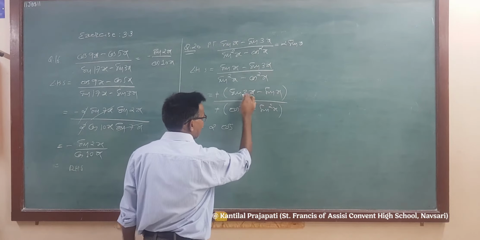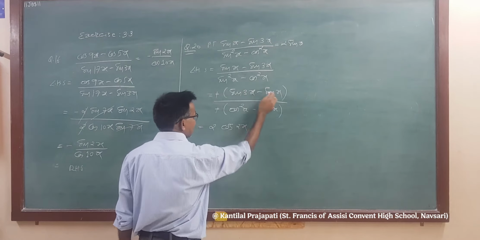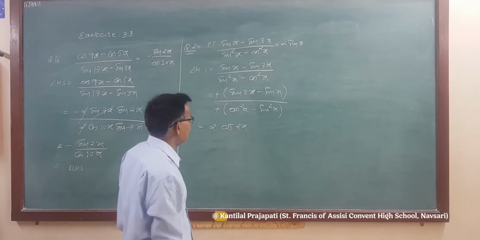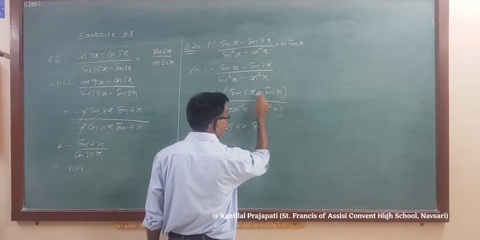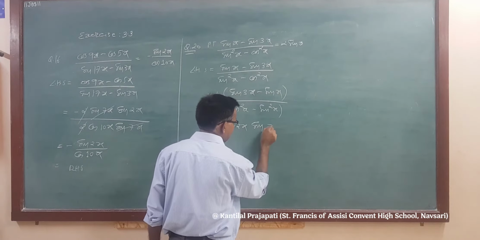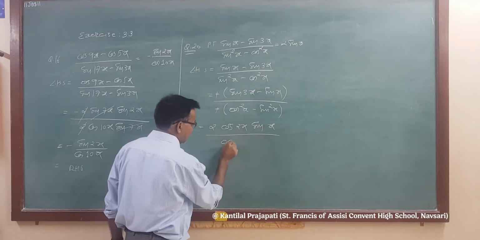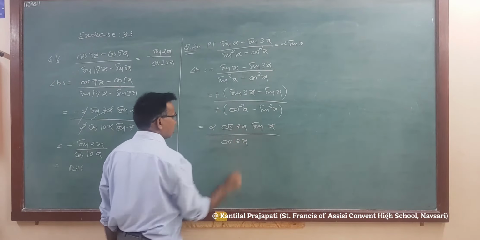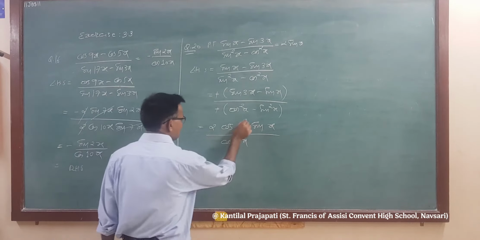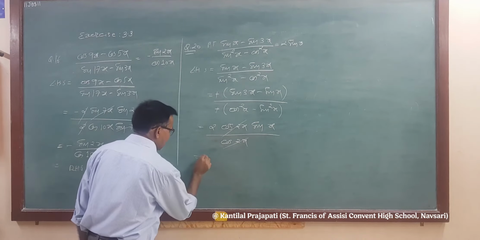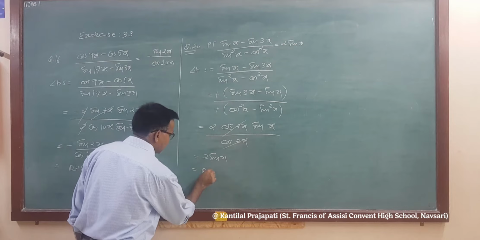The sum of angles 3x plus x is 4x, 4x by 2 is 2x. Now the difference of angles 3x minus x is 2x, and 2x divided by 2 means x only, and the denominator is nothing but cos 2x. Identity we have cos square x minus sin square x is nothing but cos 2x. So cos 2x is cancelled, and therefore we get 2 sin x, which is equal to RHS.